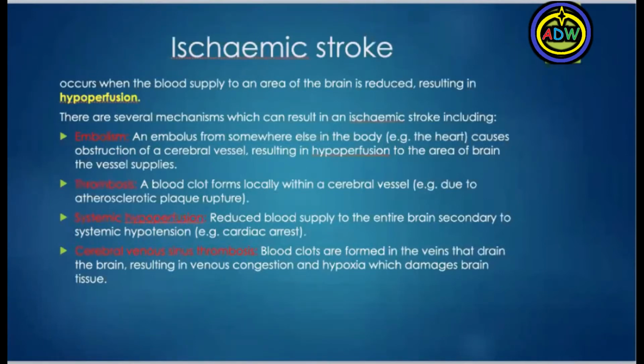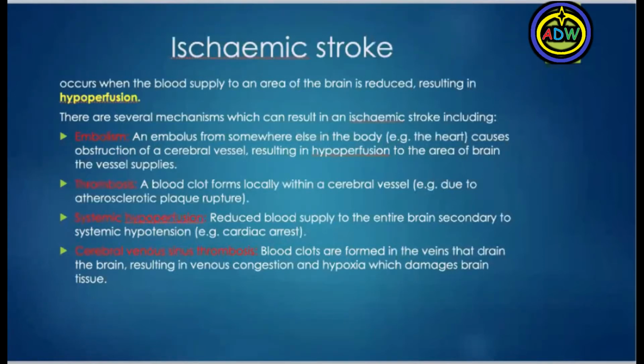First, it is embolism, when there is an embolus which can occlude an artery. Embolus is most commonly from the heart, which causes obstruction or occlusion of a cerebral artery. Second mechanism is thrombosis. Thrombosis is when a blood clot forms locally within a cerebral vessel due to atherosclerotic changes.